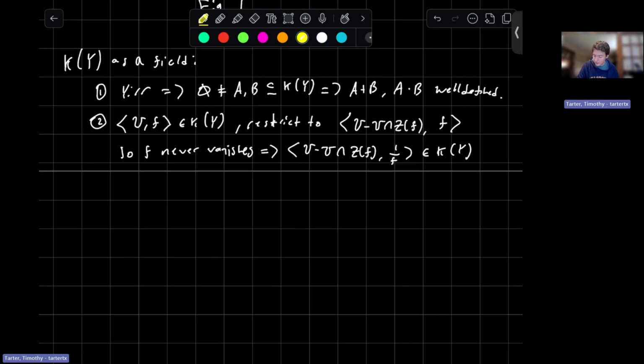And then I guess the implication here is that (u, f) inverse is equal to u minus u intersect the zero set of f, 1 over f. Right? So this is the multiplicative inverse.